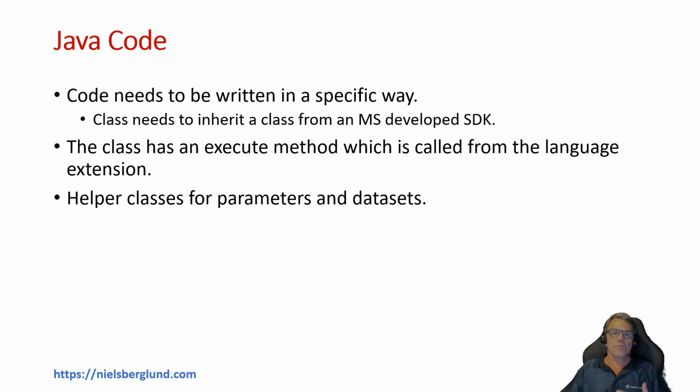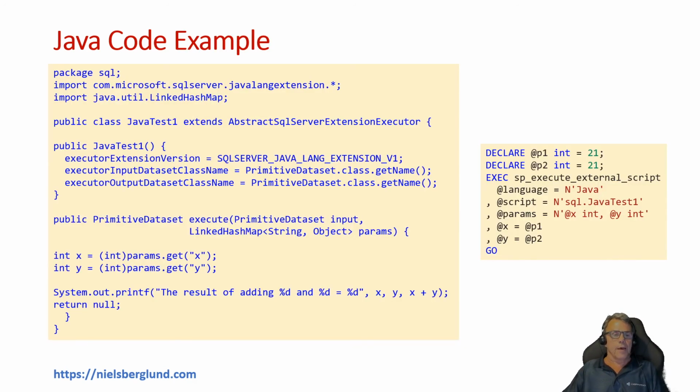So we need to write this Java code in a specific way. We inherit a class from an MS-developed SDK, and in the class we have an execute method which will execute what you want to get done. Then we have helper classes for parameters and data sets. Here's just an example where we are extending this class from the SDK. We are setting some parameters, then we get into the execute method, and we do stuff. We are executing it like what we see here.